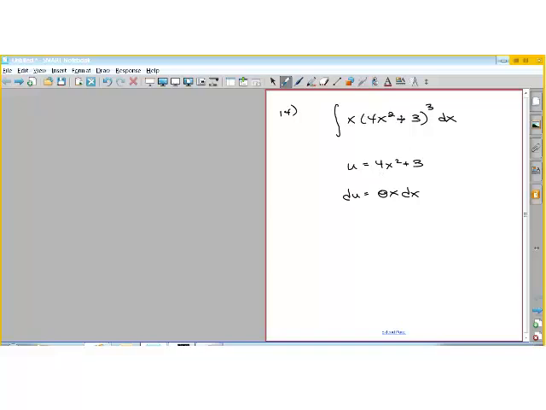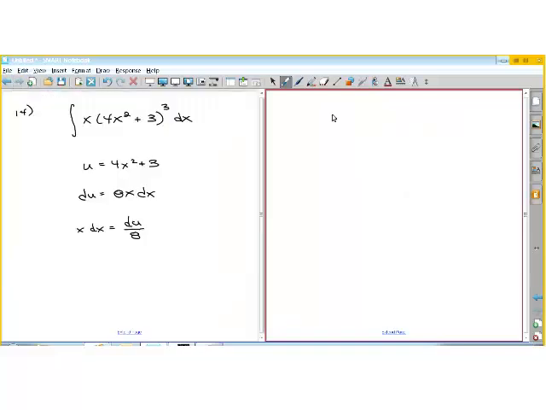Now we're going to rewrite the original integral in terms of u. So we have x dx, so let's solve this previous equation for what we have. We get du divided by 8. And so now we can rewrite the original integral. So for x dx, we put in du divided by 8. And then the term in the parentheses is u. So I get u cubed over 8, factor out the 8.